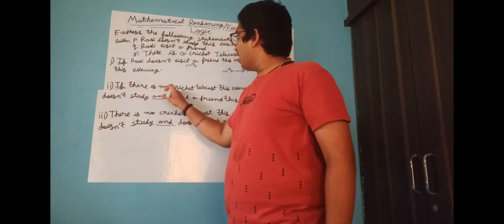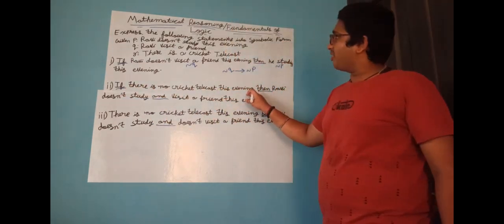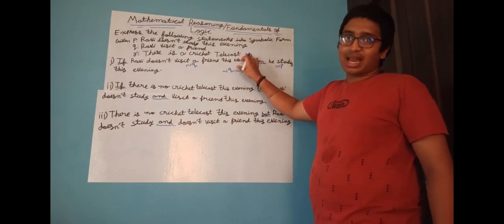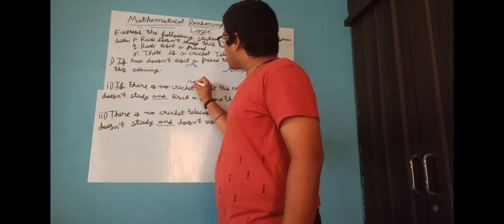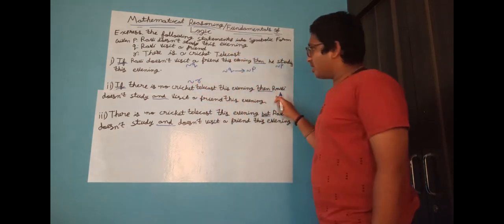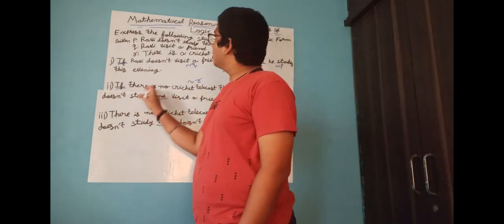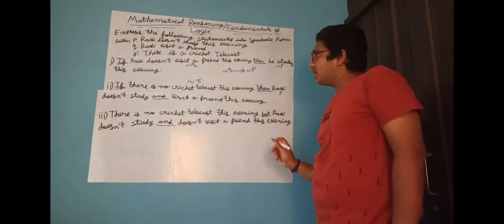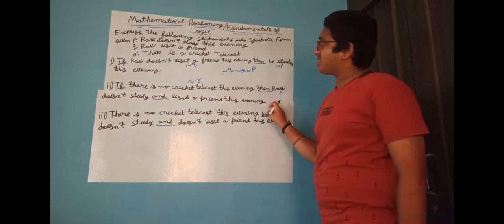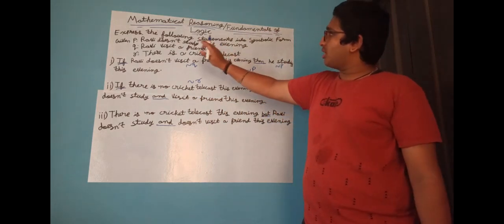If there is no cricket telecast this evening. What is our R? There is a cricket telecast. Here it is no cricket telecast, so we can say it as negation R. Then Ravi does not study, as it is there, so this becomes statement P. And visits a friend this evening. Visit a friend is also there, Q.